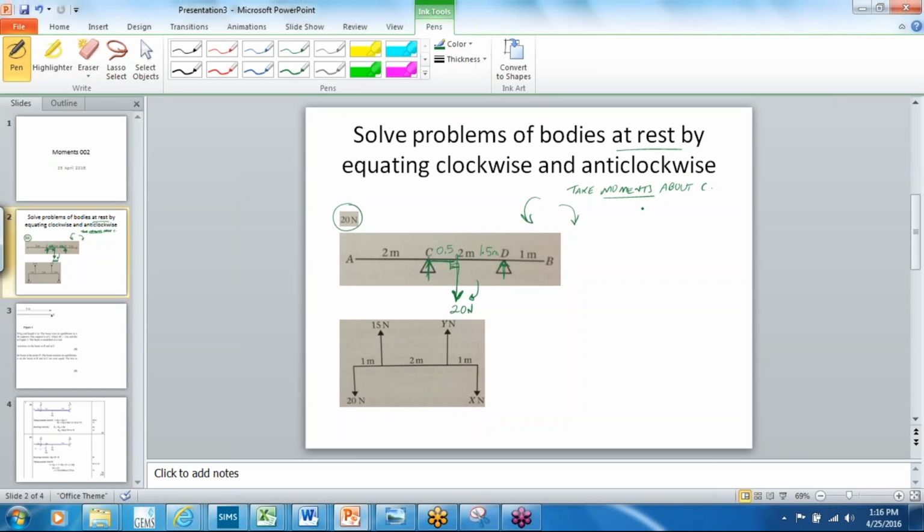So the clockwise forces are going to equal the anti-clockwise because that's why it's an equilibrium. Clockwise moment. So the clockwise moment is force 20 newtons times the distance away 0.5 meters. That gives us 10 Newton meters.